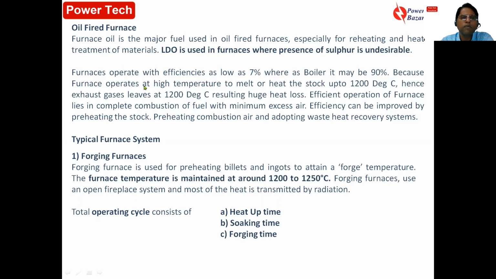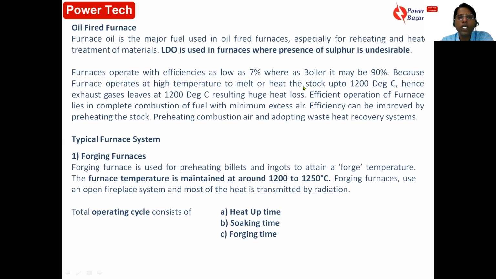Now remember, the furnace efficiency is very low. It may be 7%, it may be 20%, or a maximum of 40%, depending upon the size and the feedstock you are utilizing. But normally a boiler or steam generating device can have an efficiency in the range of 80 to 90%. Now, why is furnace efficiency low? Because a furnace operates at a very high temperature to melt or heat the stock.